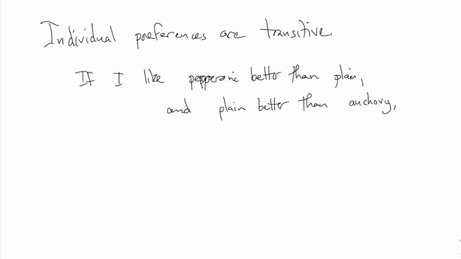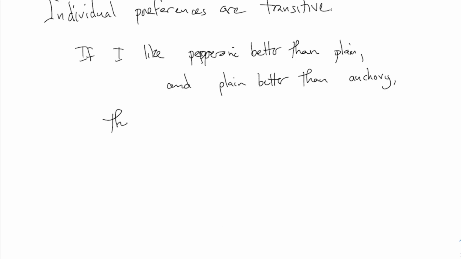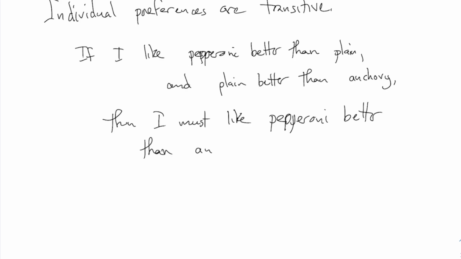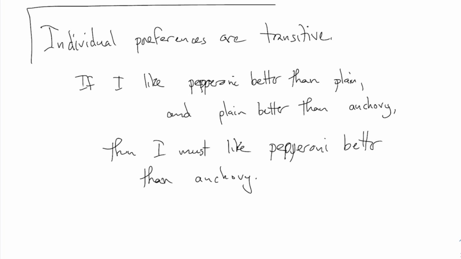All right, so I'm just going to write what I was saying here. If I like pepperoni better than plain and plain better than anchovy, then automatically, logically speaking, I must like pepperoni better than anchovy. If someone asks me to explain why exactly that is, I would say because human preferences are transitive. That's the mathematical word for that. If one thing is better than another thing, and the other thing is better than another thing, then the first thing is better than the last thing. So, individual preferences are transitive.